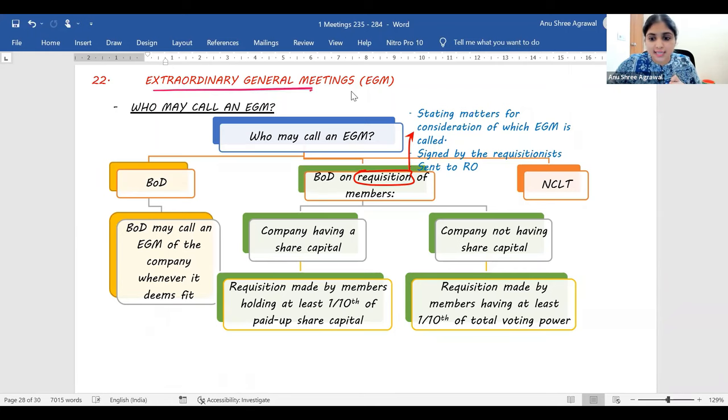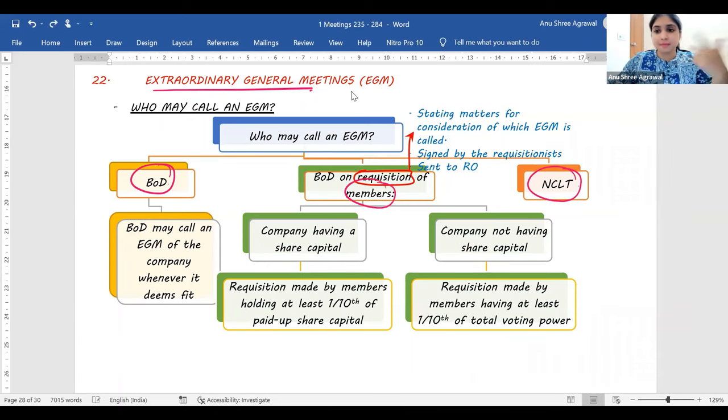EGM, who calls an EGM? Either the board of directors can call the EGM, or NCLT can call the EGM, or the board of directors can call the EGM because members are requesting. Board of directors calling EGM is normal. What is important here? Members are requesting the board, please call an EGM for us.